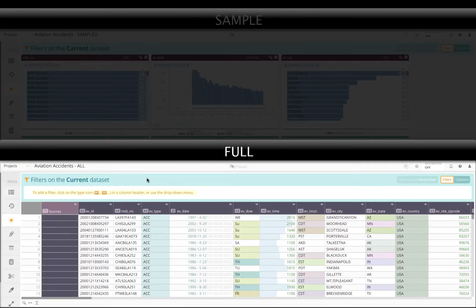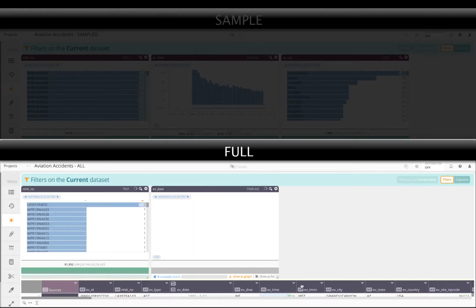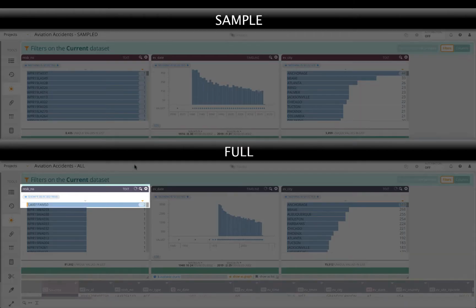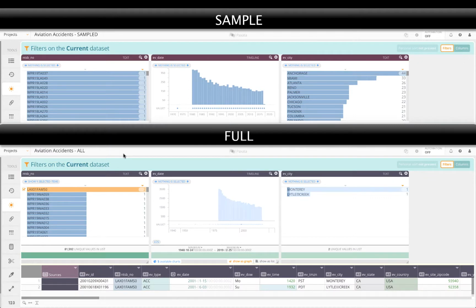Now, let's do the same profiling and discovery on the full data, which shows all accidents to date. Glancing at the full data, we already see significant differences. A duplicate NTSB record which we need to reconcile. Note the discrepancies between the crash date, time, and location. Detecting and resolving duplicates is a fundamental data prep task, and the sample does not find this issue.